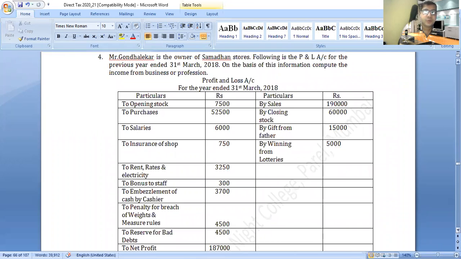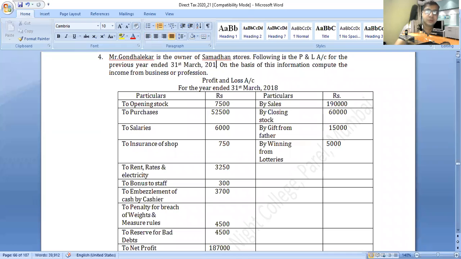Now, this is problem number 4. Mr. Gondrelkar is the owner of Samadhan Stores. Following is the profit and loss account for the year ended 31st March 2020. On the basis of this information, compute the taxable income from business or profession.